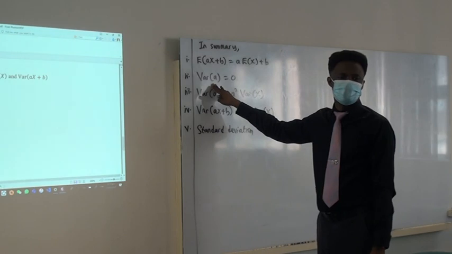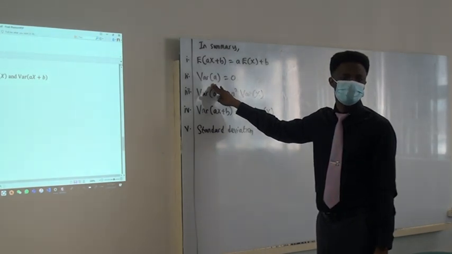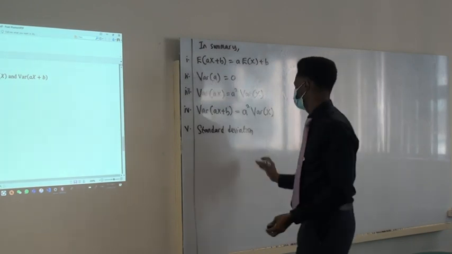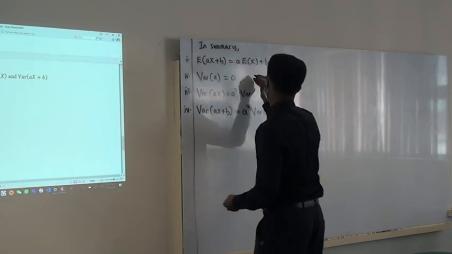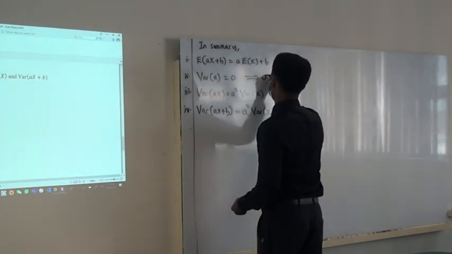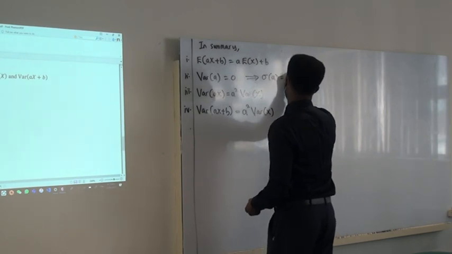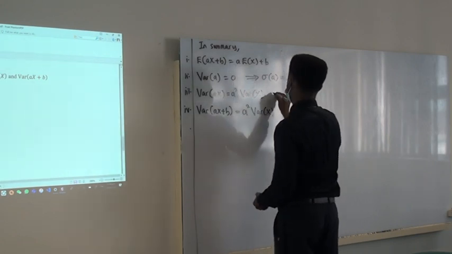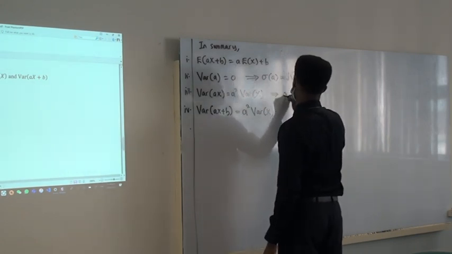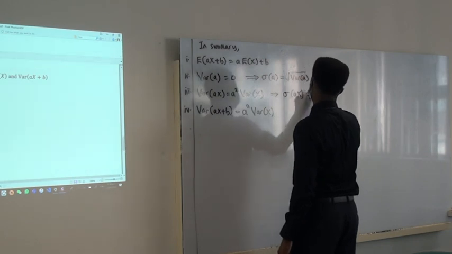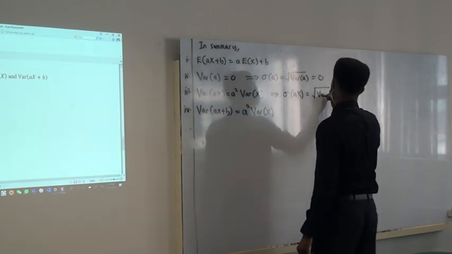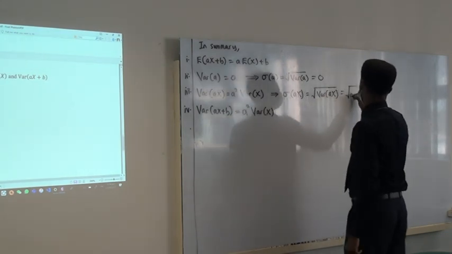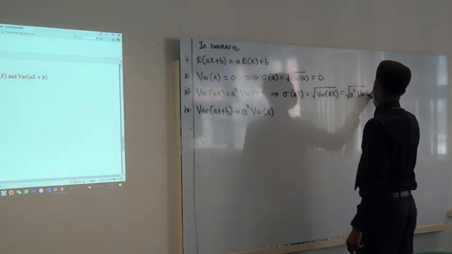Variance of a constant is 0. Standard deviation of that constant is also what? 0. Say that again? Also 0. Understand? So maybe I just write it as an implication. This implies that the standard deviation of A, the square root of the variance of A, is also 0. This implies that the standard deviation of AX is the square root of the variance of AX, which is the square root of A squared variance of X.